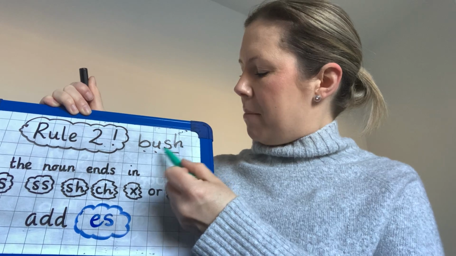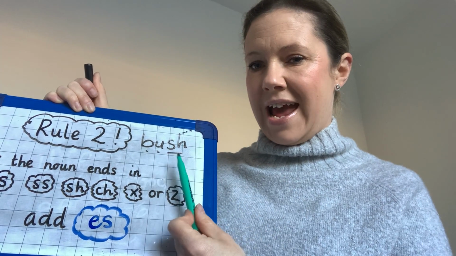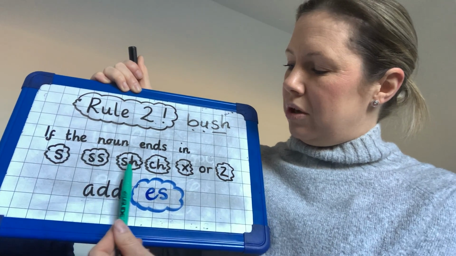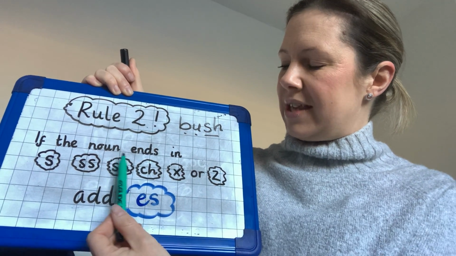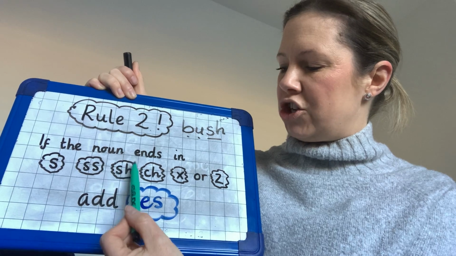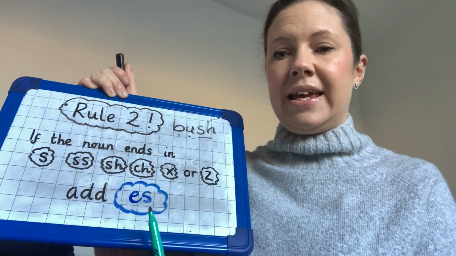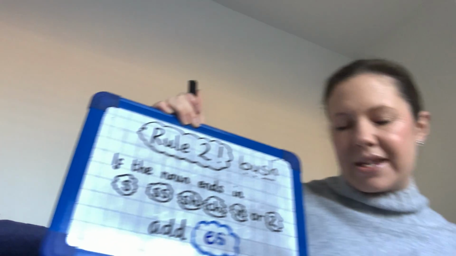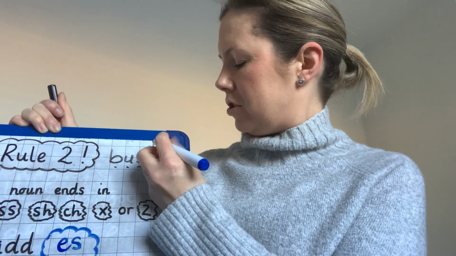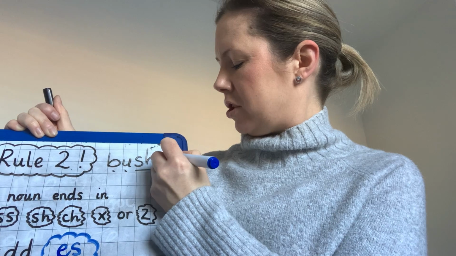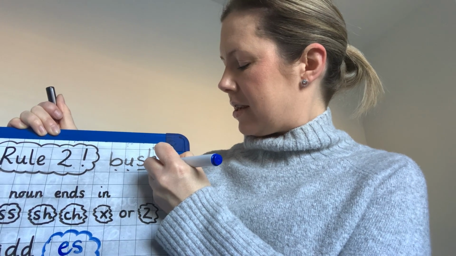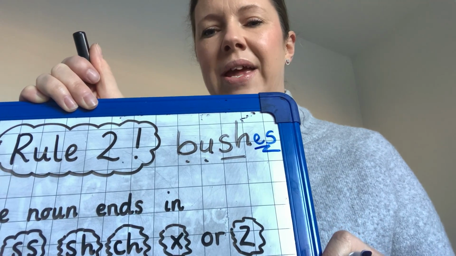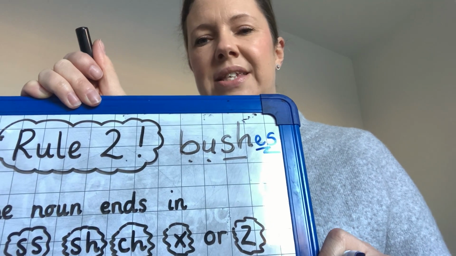And so, because our root word ends in a sh sound, this rule would apply, look, because if a noun ends in a sh sound, then we have to add es to make it say bushes. So let me just get my pen to show that. It's going to be a bit of a squash and a squeeze on the end. Okay, there you go. So we've added it onto the end, and now it says bushes.